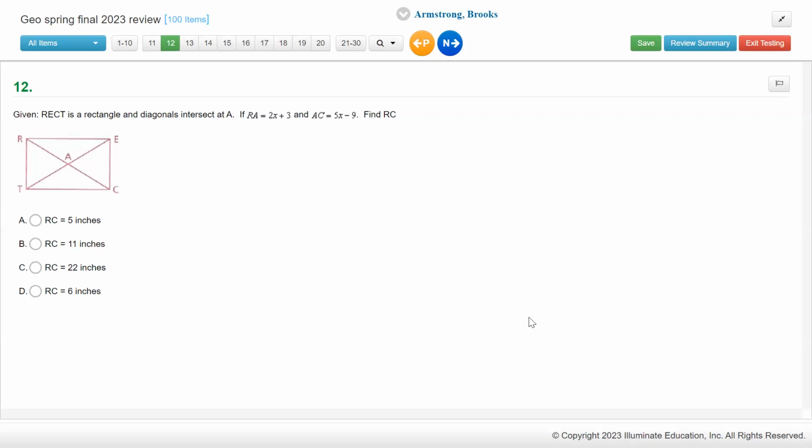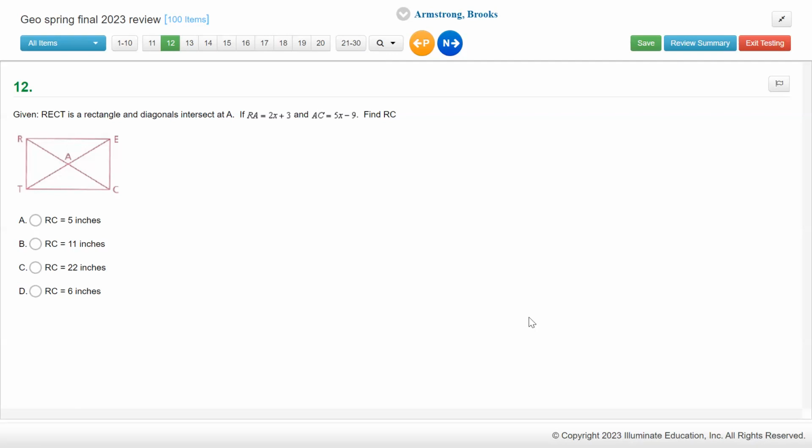Yeah. And then first thing I'm going to do is add 9 to both sides. Turns out the 2x plus 12 equals 5x. And then would I subtract 2x from both sides? Good. Which gives me 12 equals 3x. Divide both sides by 3. 12 divided by 3 is 4. 4 equals x. Now keep in mind, it's asking for RC, not x. So you have to put that back into one equation or the other. But that also is not the final answer.